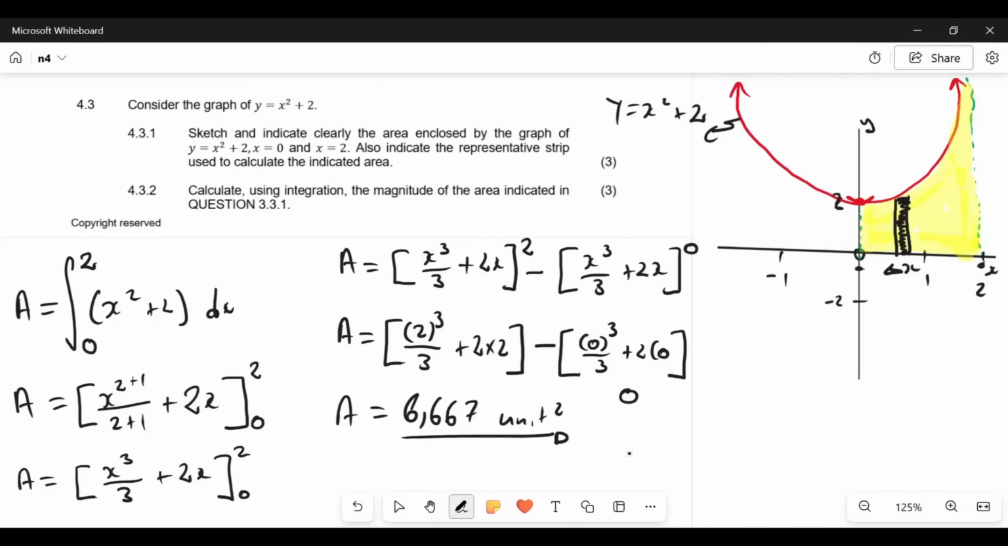Obviously, this one's going to give us 0. Even if you don't write it, it's still fine, people. So I hope you managed to understand how to find an area when you're given a problem like this one.